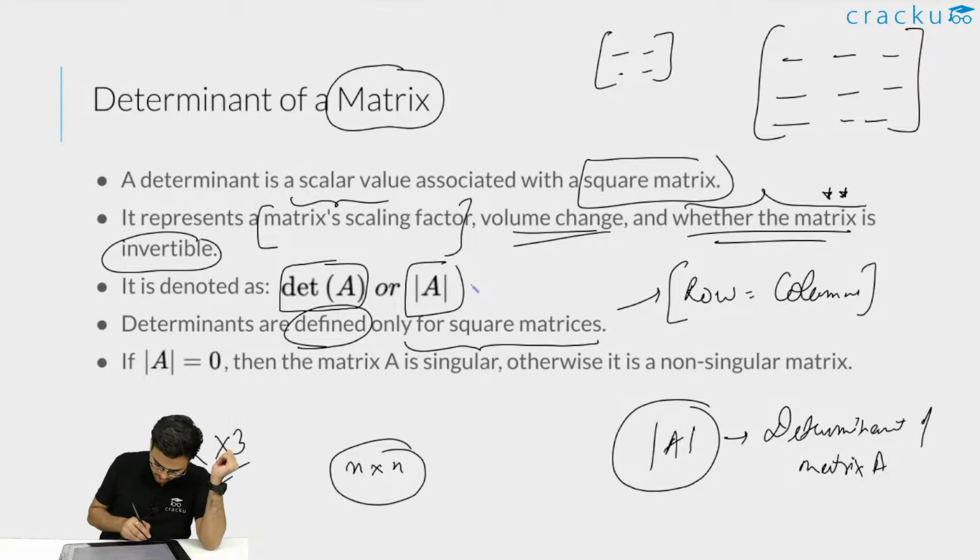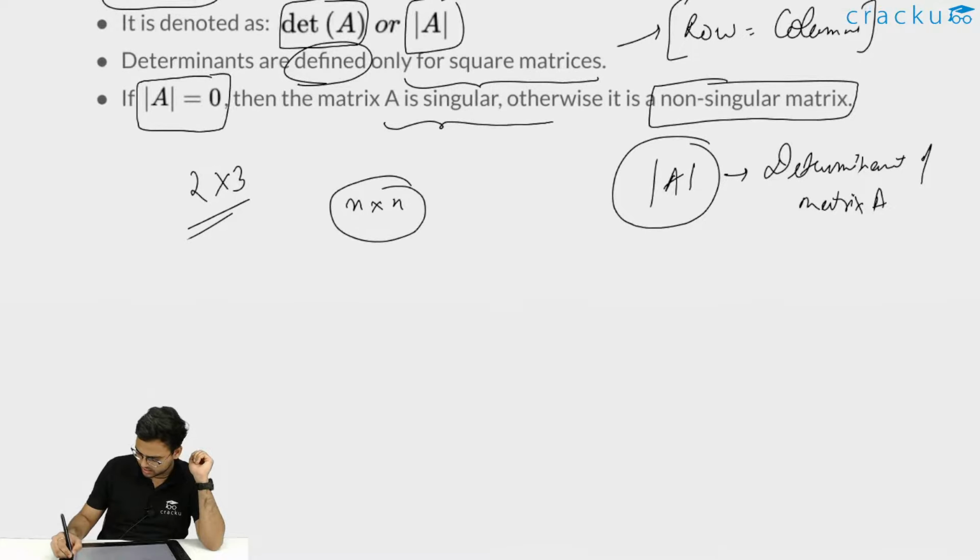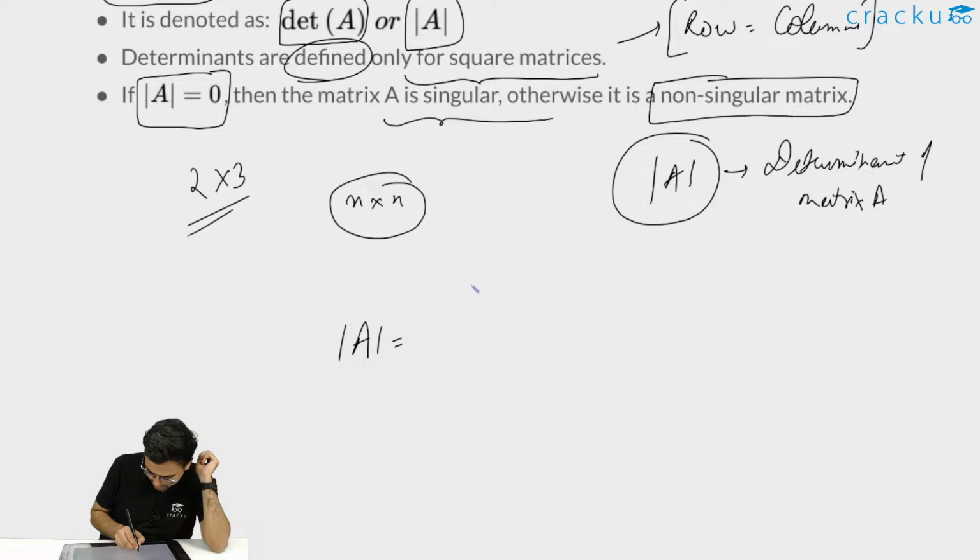Also, if the determinant of any matrix is 0, it is called a singular matrix, or the matrix is called singular. Otherwise, it is a non-singular matrix. So this is also a very important condition: if the determinant of a matrix is 0, it is singular, and if the determinant of a matrix is non-zero, then it is non-singular.